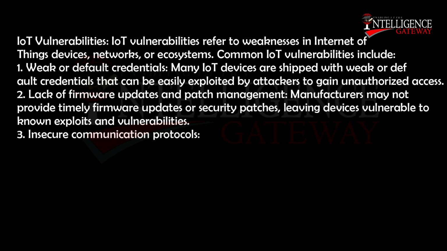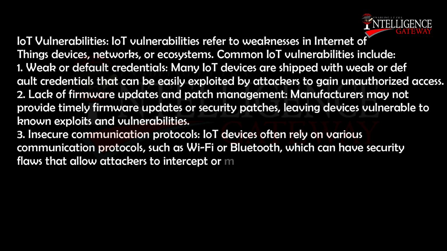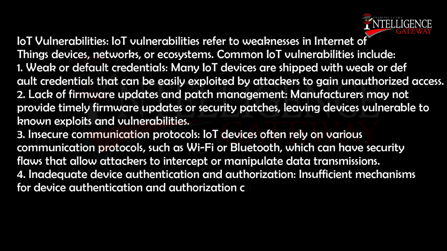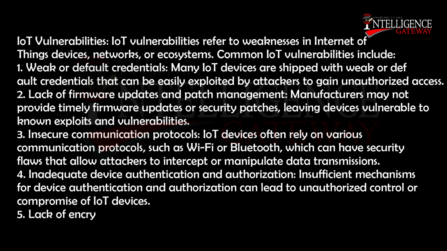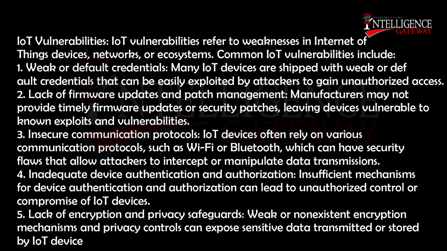3. Insecure communication protocols. IoT devices often rely on various communication protocols, such as Wi-Fi or Bluetooth, which can have security flaws that allow attackers to intercept or manipulate data transmissions. 4. Inadequate device authentication and authorization. Insufficient mechanisms for device authentication and authorization can lead to unauthorized control or compromise of IoT devices. 5. Lack of encryption and privacy safeguards. Weak or non-existent encryption mechanisms and privacy controls can expose sensitive data transmitted or stored by IoT devices.